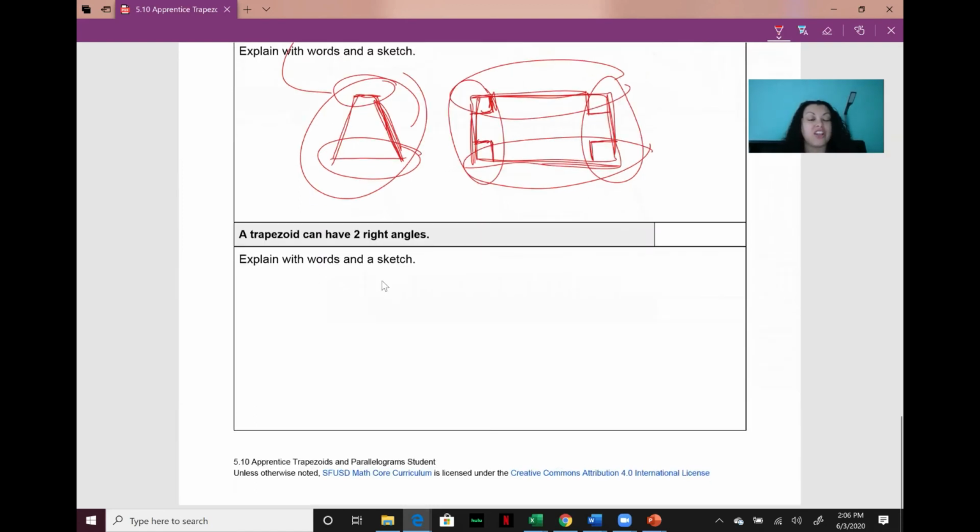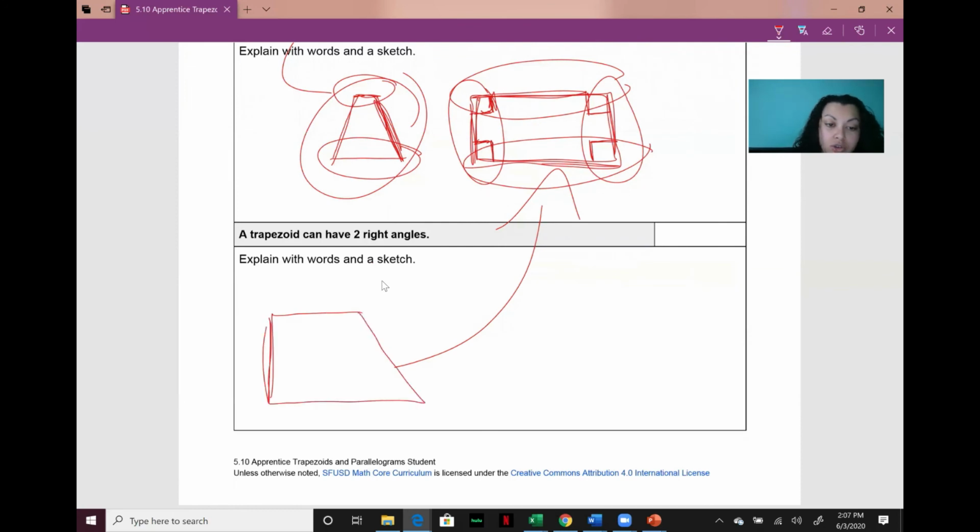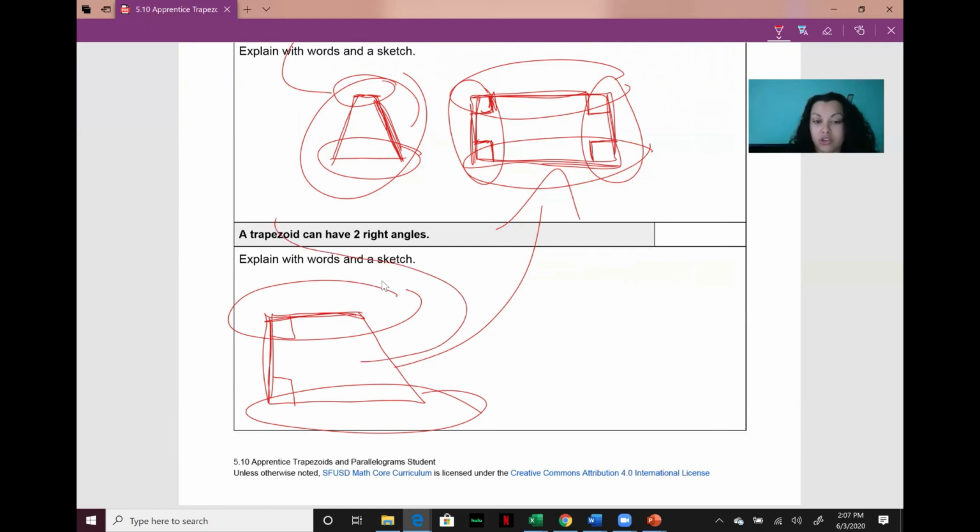Then the last one says a trapezoid can have 2 right angles. If we see our image here, yes, it can have 2 right angles. This one has more than 2 right angles, but we can also show a trapezoid with just 2 right angles. So again, this shape right here has 2 right angles. It has at least one pair of parallel lines, and it is technically a trapezoid. So a trapezoid can have 2 right angles specifically. So this is true.